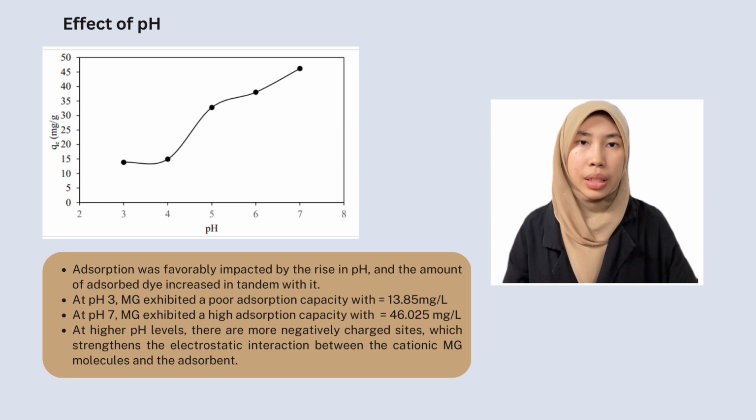Adsorption was favorably impacted by the rise in pH, and the amount of adsorbed dye increased in tandem with it. The graph shows at pH 3, malachite green exhibits a poor adsorption capacity with 13.85 mg per liter, while at pH 7, malachite green exhibits a high adsorption capacity with 46.025 mg per liter. At higher pH levels, there are more negatively charged sites, which strengthen the electrostatic interaction between cationic malachite green molecules and the adsorbent, which contributes to increased amount of adsorption.